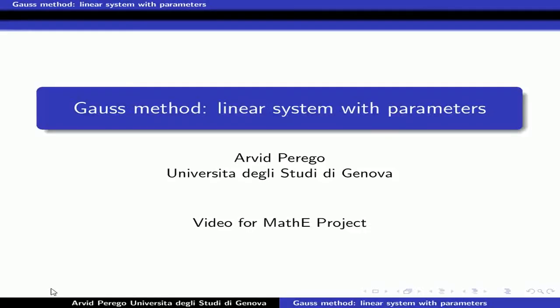Welcome to this series of lectures about the resolution of linear systems. In this lecture we are going to present a method to solve a linear system which depends on some parameters, maybe one, maybe more than one, but the idea is always that the method is based on the Gauss algorithm. So let's start with an exercise where we show how the method works.